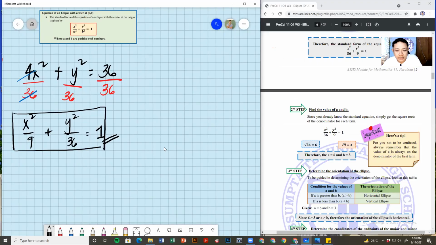Okay, so the next step is to find a and b. a and b will be very important for us because these are the numbers that will tell us how many units we will go from the center to show the endpoints of our vertices and our co-vertices.